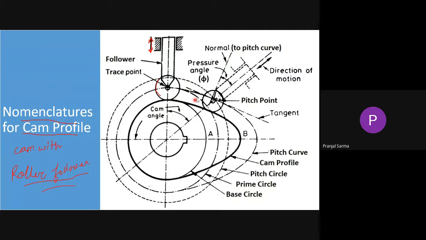Had it been here, passing through like this, and we had some eccentricity, then it would be the offset type. Okay, so now we are going to discuss the different nomenclature.